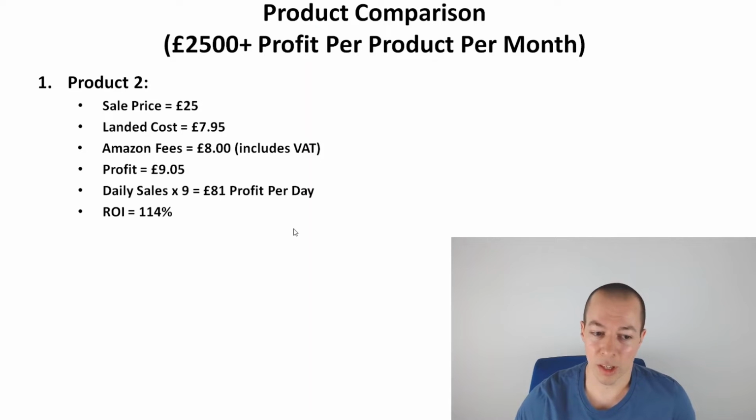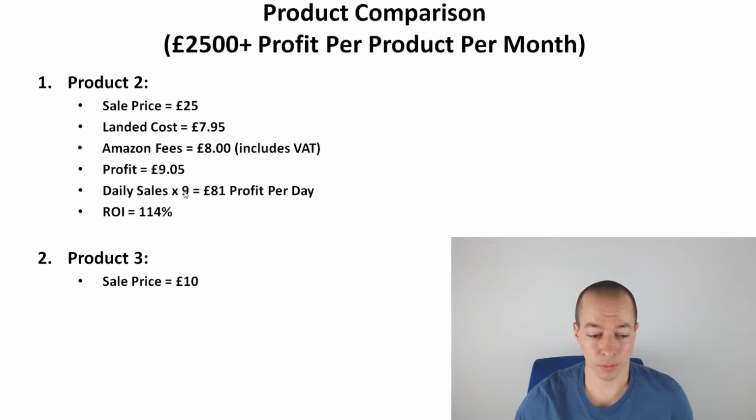So that's what that second product has: an ROI of 114%, and it can make over £80 by only selling 9 units per day. Now product 3 is very different. The sale price is around £10. The landed cost is only £3, and that's going to be dropping on my next batch as the quantity that I order increases.